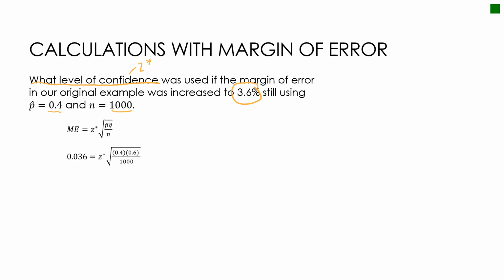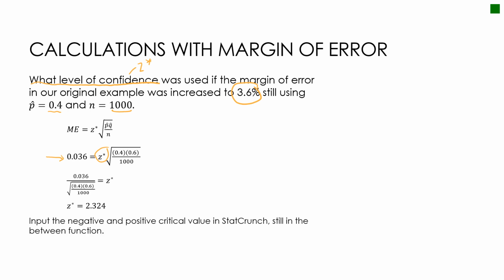So notice all I've done is I've replaced the margin of error with 0.036, and my z star is my unknown. So now I'm going to just do the math, and the math says, hey, get z star by itself, which means I have to divide each side by all of this, and so that is what I've done. On my next step here, I have z star is equal to all of this. Again, plug that into my calculator just as it is, and I get 2.324. Now, what I need to do then is to find the level of confidence, because I haven't found that yet.